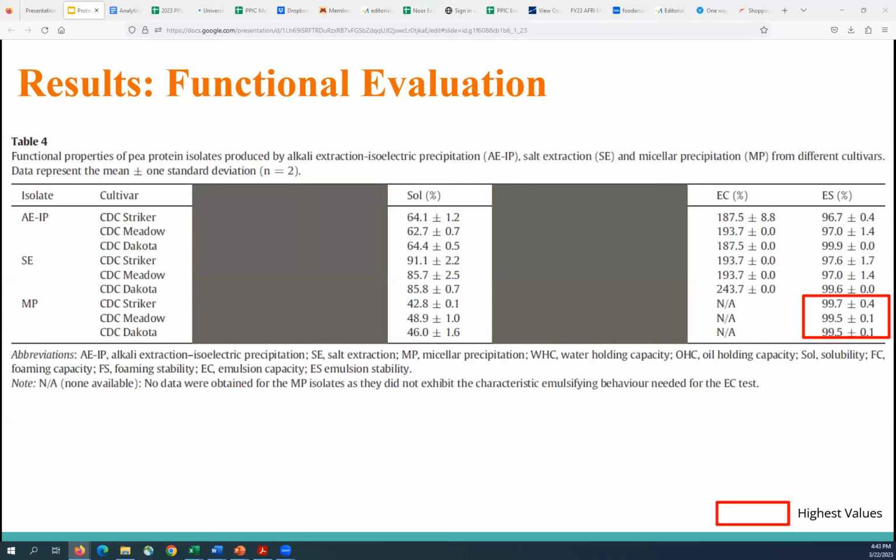No data was obtained for viscosity or precipitation relating to emulsion capacity, but they had the highest ES value. We will address this in our critique.